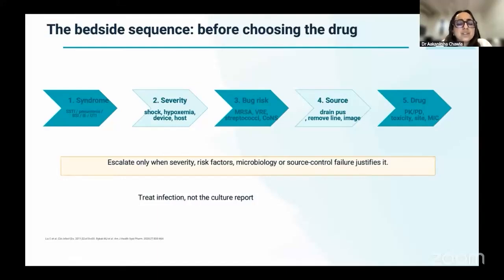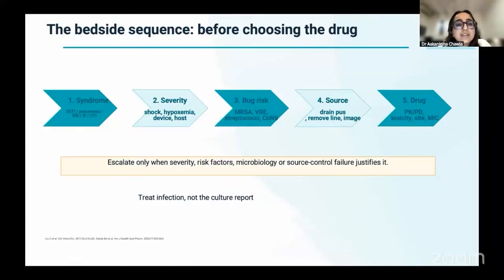So, before choosing the drug, what would be a practical bedside approach? First, you examine, take the history of the patient and see what you're dealing with. Is it a skin soft tissue infection? Does your patient have pneumonia? Are you dealing with a bloodstream infection, UTI, or for that matter, even infective endocarditis? This will all begin with your history and clinical examination. Then you assess the severity. How sick is your patient? Is he in shock? Is he hypoxemic?